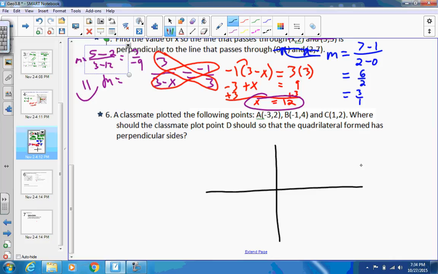Now, if I'm looking at a grid, I don't know if this will work out neatly. We've got to go up to 4. So 1, 2, 3, 4, and so on. This is just a quick sketch just to see if it works out and to see if I don't have to do any extra work. Negative 3 and 2. Negative 1, 4. 1, 2.